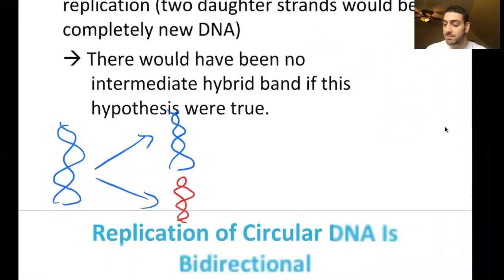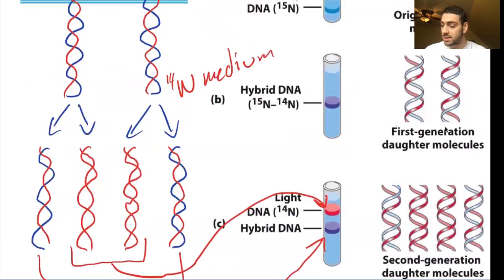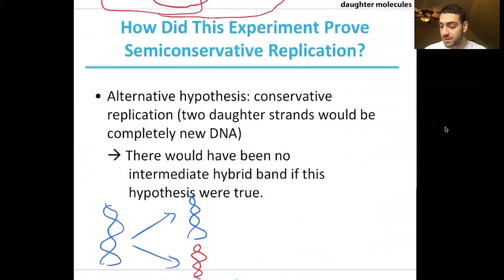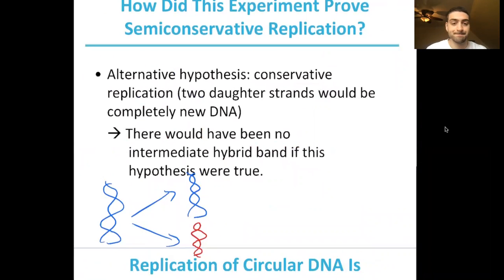And we know that doesn't happen because we saw the presence of these hybrids. And so that's why conservative replication is a false hypothesis, and actually semi-conservative replication is the true way that our cells and our DNA does replicate.